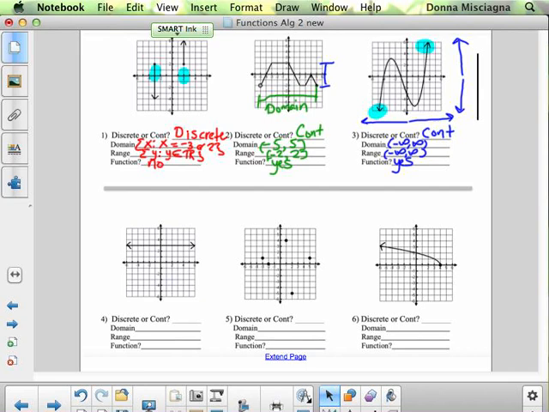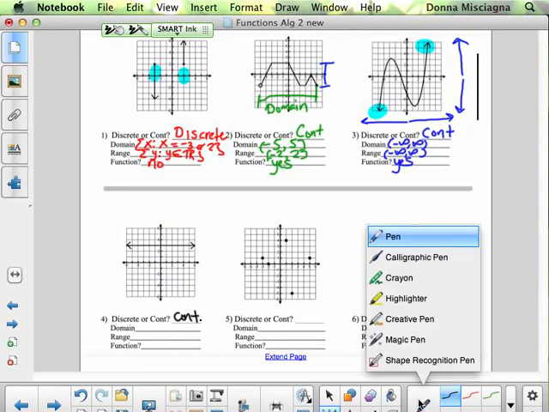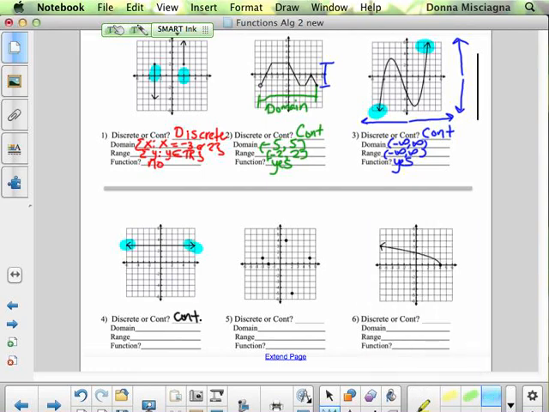Discrete or continuous. This is continuous. There's no breaks in the graph. The domain, we've got arrows on both ends that are going to the right and to the left, right? So this graph is moving to the left on one side, to the right on the other side. So the domain is negative infinity to infinity.